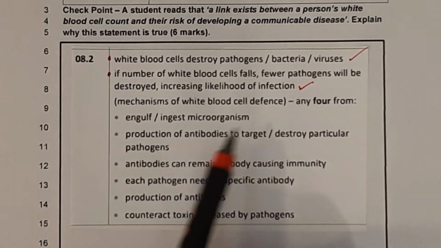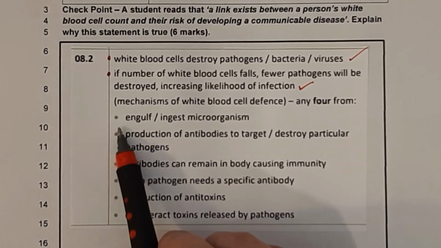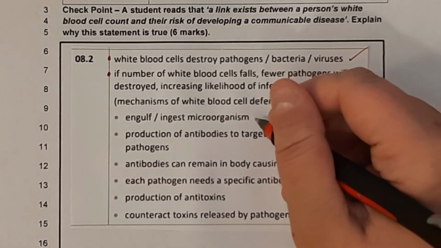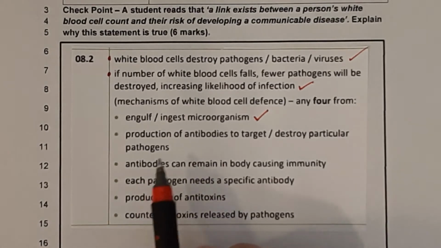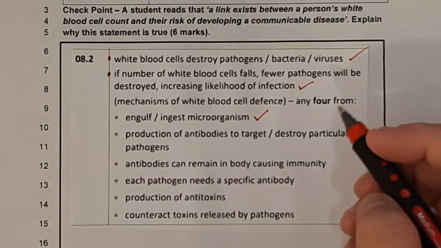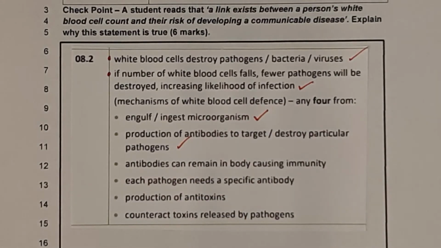Then 4 marks are available for talking about how white blood cells defend the body. And so you can have 1 mark for saying that they engulf, ingest, eat the microorganisms or the bacteria or viruses. You can have another mark for saying that antibodies are made for the particular pathogen. So antibodies are produced to destroy them. So the idea that you need antibodies to destroy the pathogen.